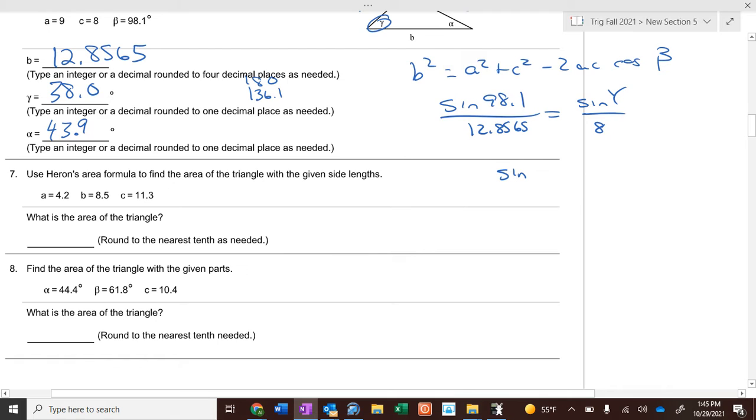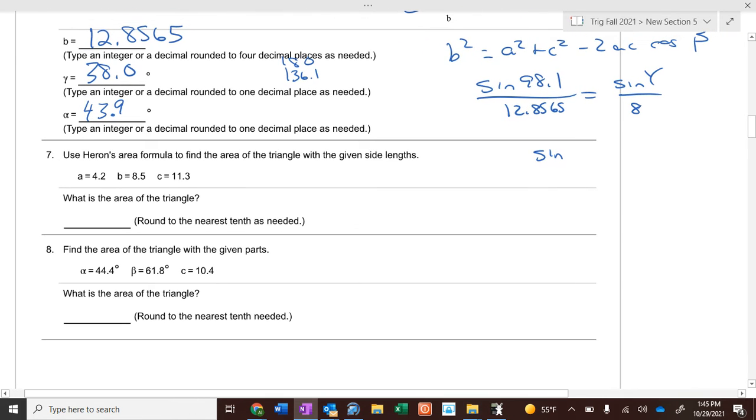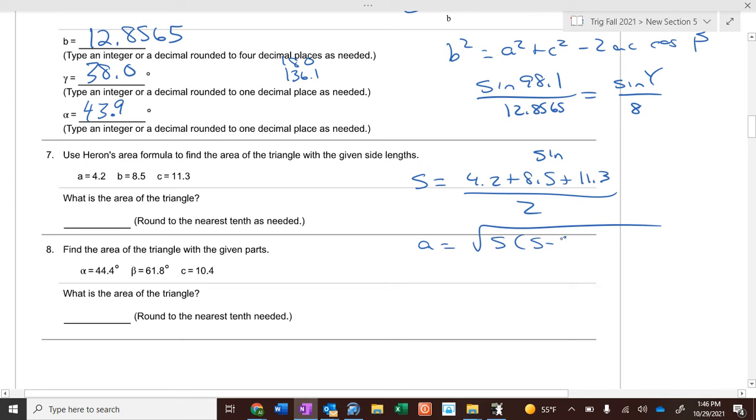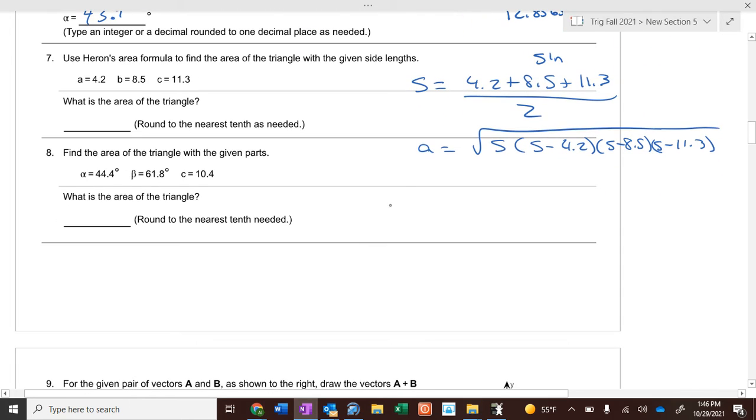Heron's formula to find the area. So S equals 4.2 plus 8.5 plus 11.3 all over 2. And then the area is the square root of S times S minus 4.2 times S minus 8.5 times S minus 11.3. Okay, and so you just put the numbers in, solve for Heron's formula.